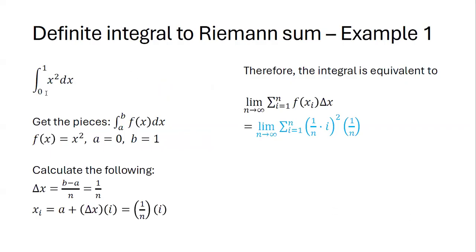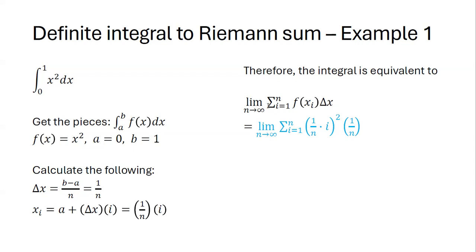Okay, so this is a very common integral that comes up as the example to start with. Integral from 0 to 1, x squared dx. So we want to get the pieces out first. Okay, so this is the definite integral representation, a to b, f of x dx. Okay, so a is 0, b is 1, f of x is x squared. We get the pieces. So now we calculate delta x, which is b minus a over n. b is 1, a is 0, so that's just 1 over n. And after we get delta x, we can find x sub i, which is a, which is 0, plus delta x times i, which is just 1 over n times i.